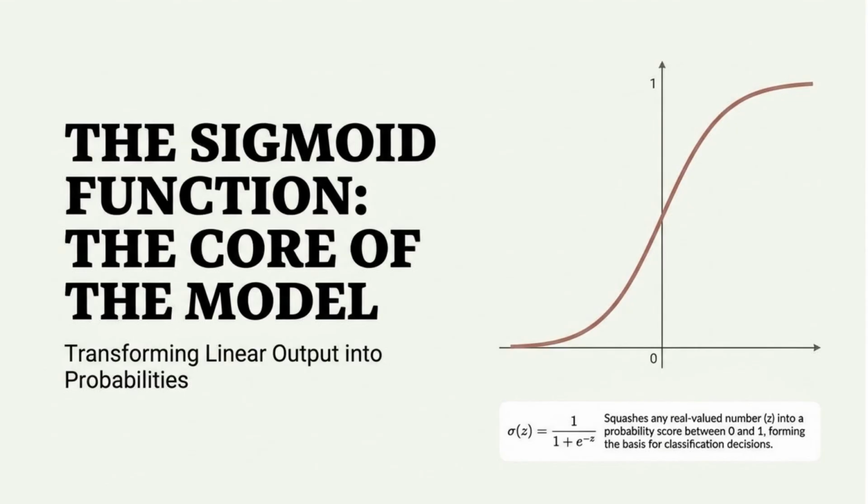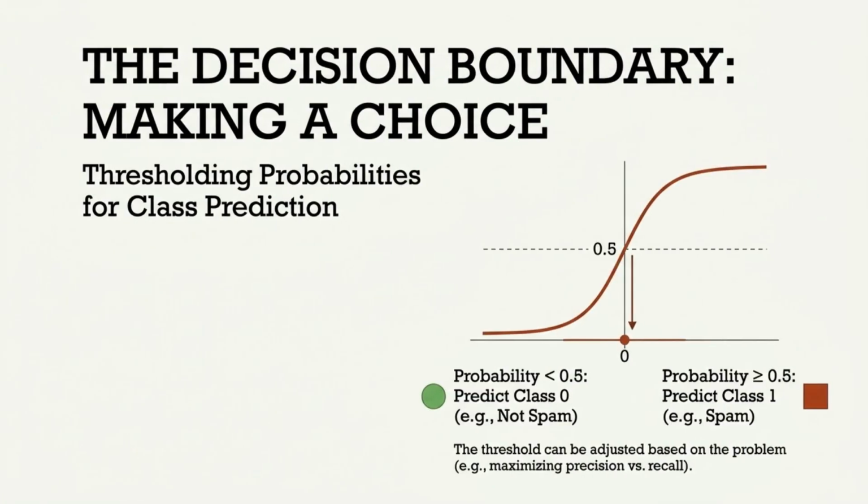It squashes any real-valued number into a probability score between 0 and 1, forming the basis for classification decisions. The decision boundary involves thresholding these probabilities for class prediction. Typically, a probability less than 0.5 predicts class 0, and a probability greater than or equal to 0.5 predicts class 1.